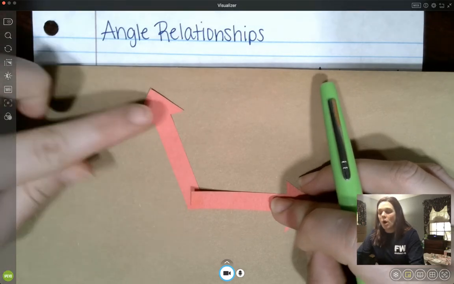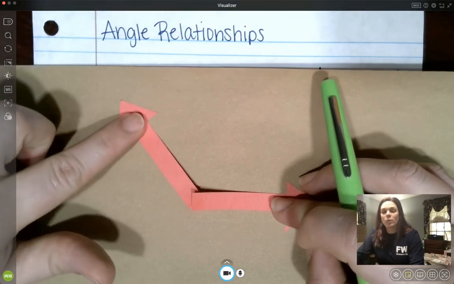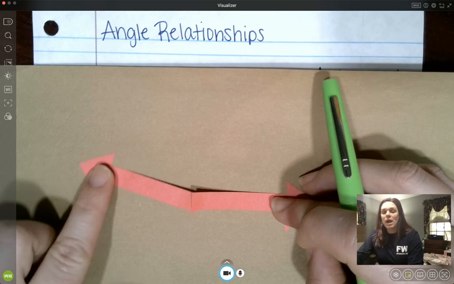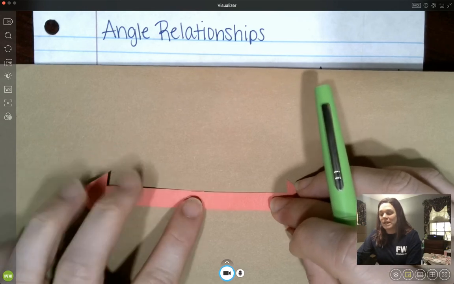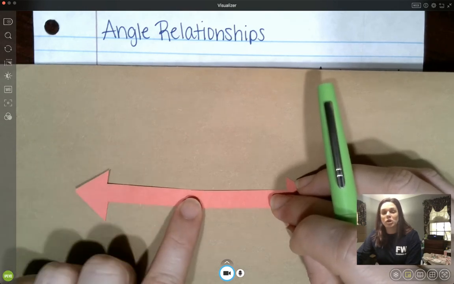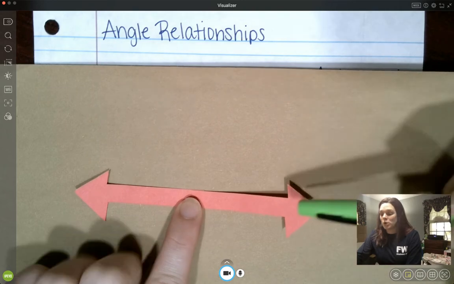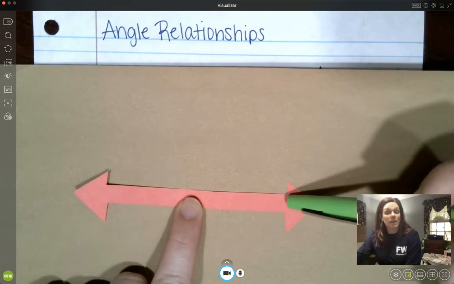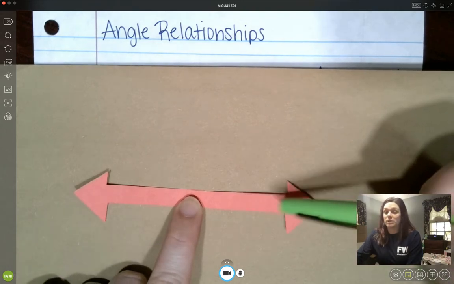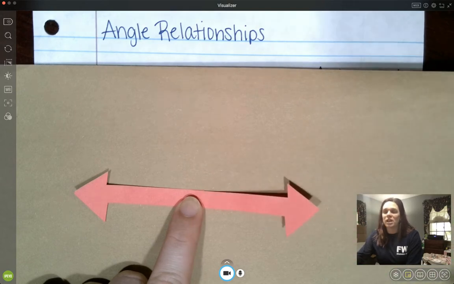obtuse. Well, our focus today is when we take this angle and we flatten it completely out and we make a straight angle. Most of us refer to this as a straight line. Now, a lot of times when you look at this, you're like, it's a straight line. It's not an angle. Well, in fact, it is.